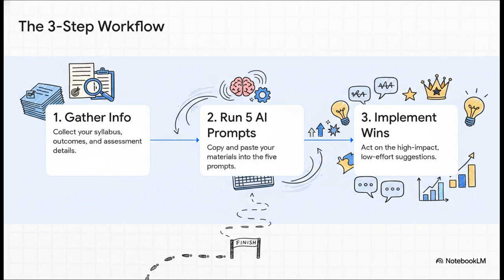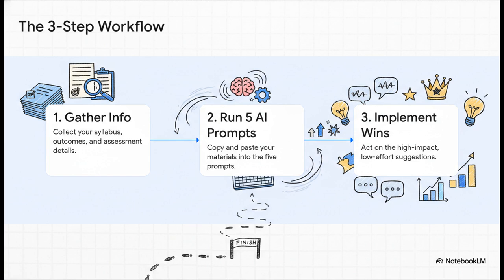So how does this actually work in practice? Well, it boils down to a super simple 3-step workflow. First, you gather up your key course info, your syllabus, major assignments, learning outcomes. Second, you run 5 specific, targeted AI prompts. And third, you look at the results and start implementing the quick wins.